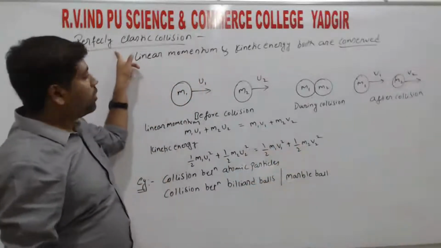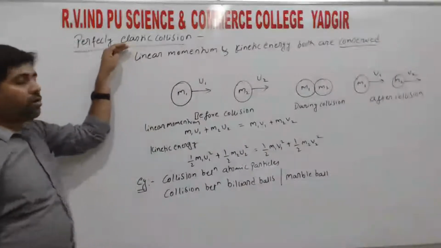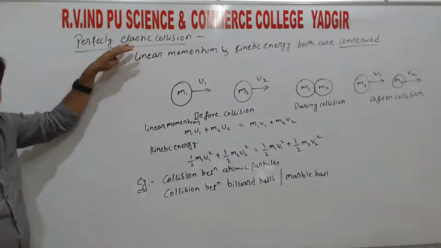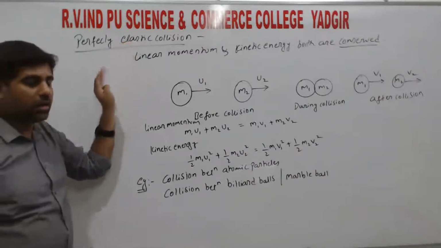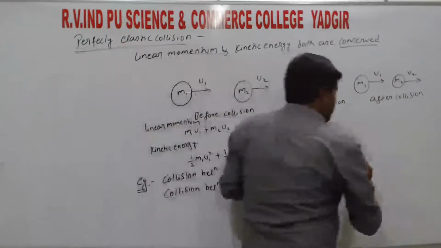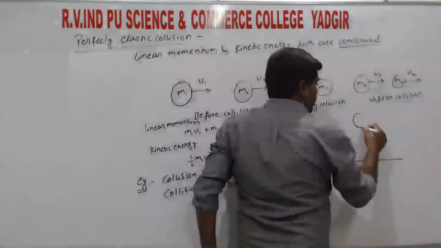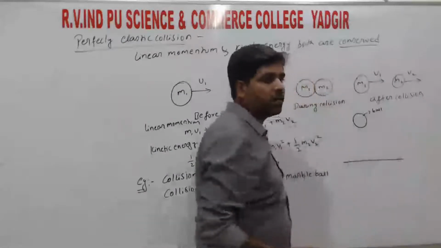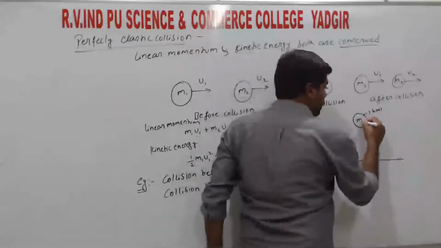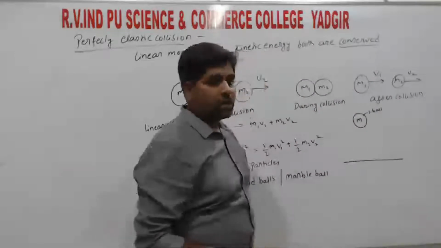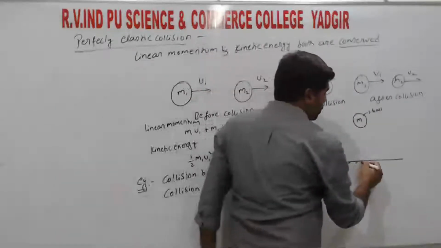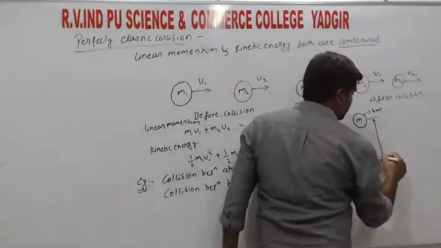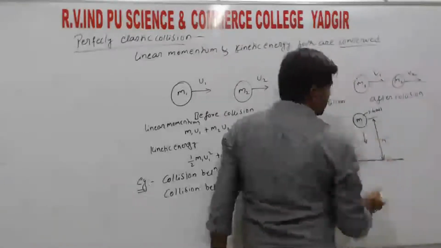So a general example for the perfectly elastic, but naturally there is no perfectly elastic collision of any kind. So exactly 100% perfectly elastic collision cannot be said, right? So consider one general example: if I am dropping a ball from a certain height, some ball of mass m, if I drop the ball from a certain height h, right?